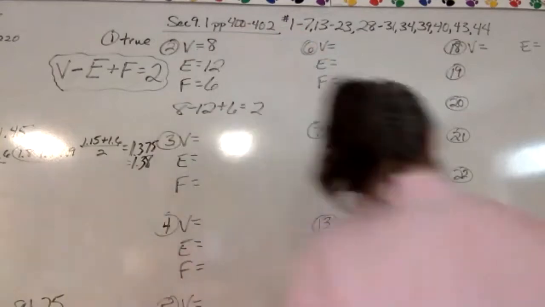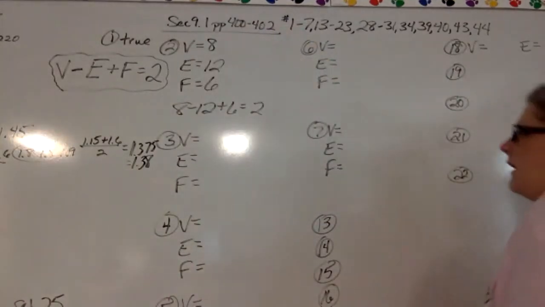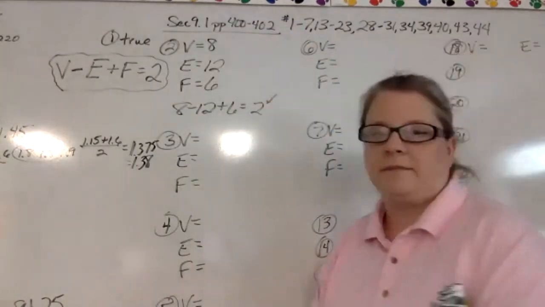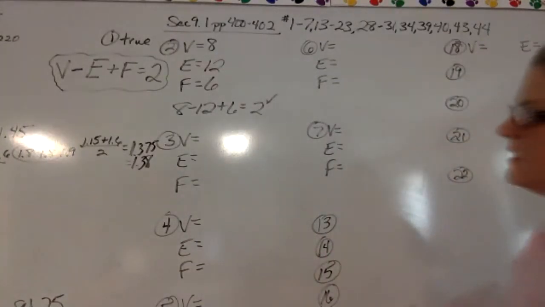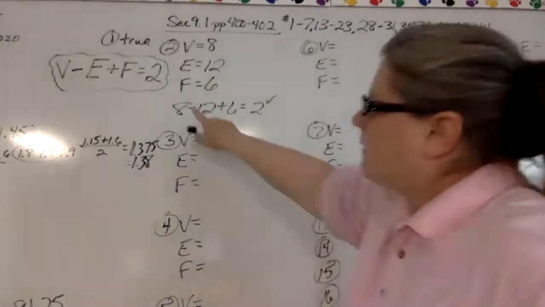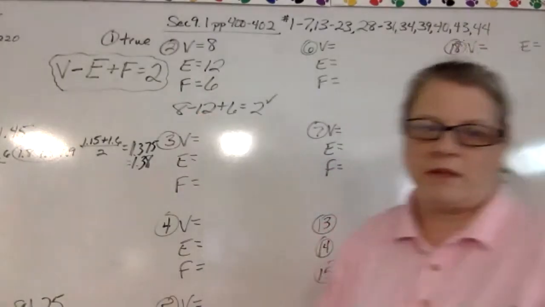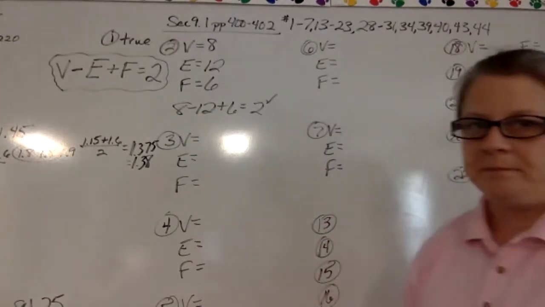There you go. I was just doing it all at once. All right. They want the number of vertices, the number of edges, the number of faces, and then they want you to make sure it worked with Euler's formula. I was just trying to do it all at one time.